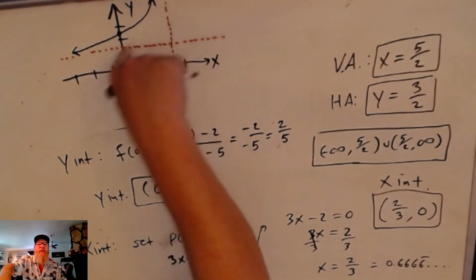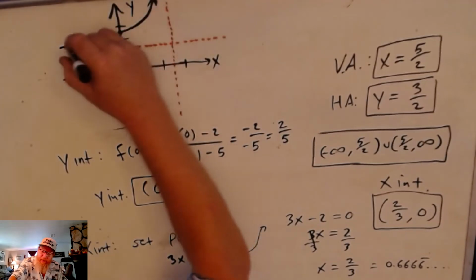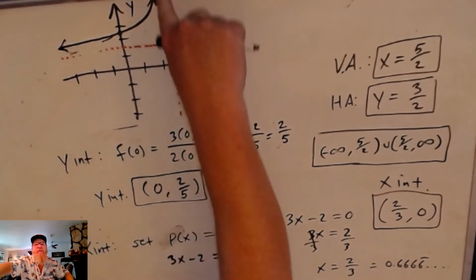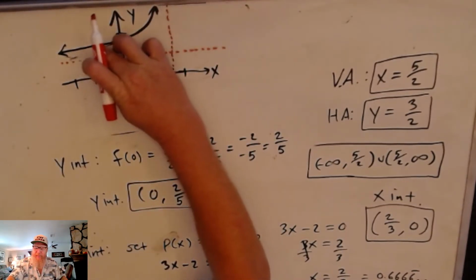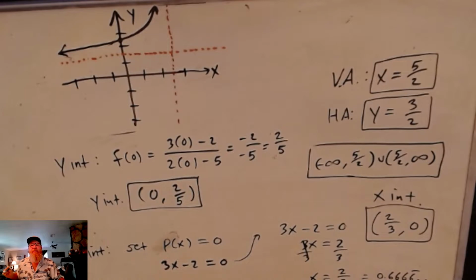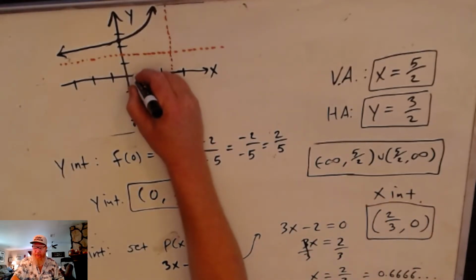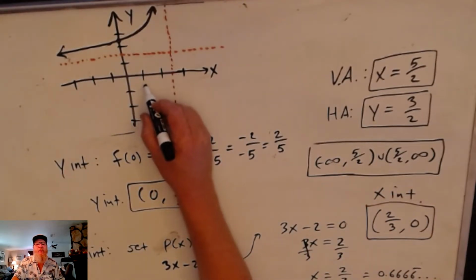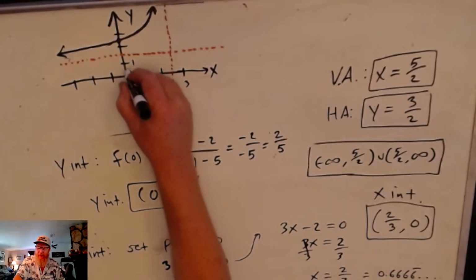It's kind of a curve like this. I know that's not the best curve, but it's a curve that's curving up towards the asymptote like this. I know I say I'm doing a quick graph, and then I get all OCD about it and start drawing crazy stuff. And then my x-intercept is 2/3. If this is 1, there's 1, there's 2, there's 3, 2/3 would be right about here.